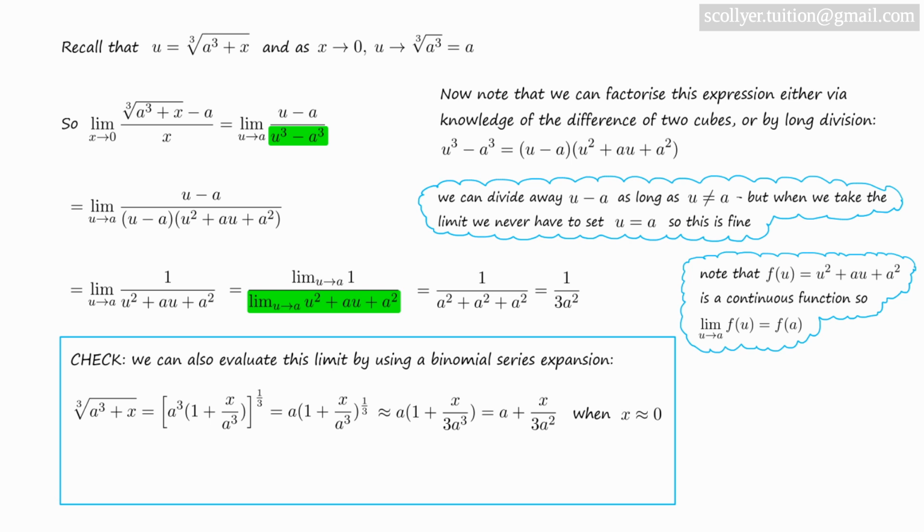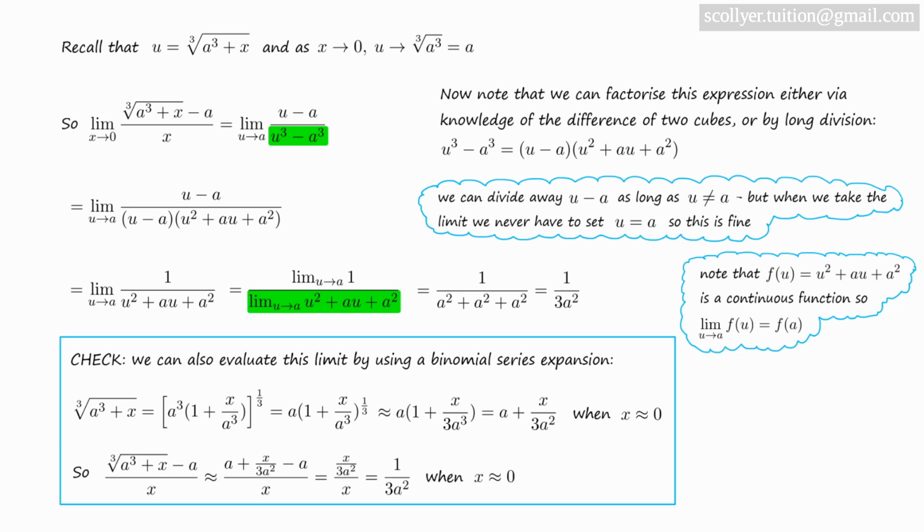And using a binomial series expansion for that expression, we have that it is approximately equal to a plus x over 3a squared when x is close to 0. And when we evaluate a limit as x tends to 0, we are interested in the values that an expression takes on when x is close to 0. So this is precisely what we want.